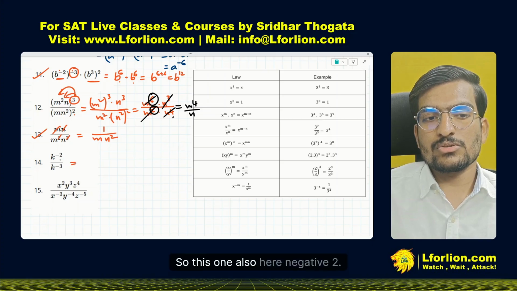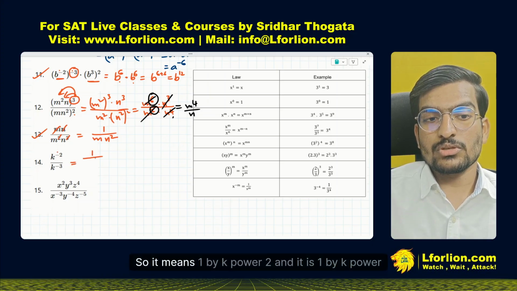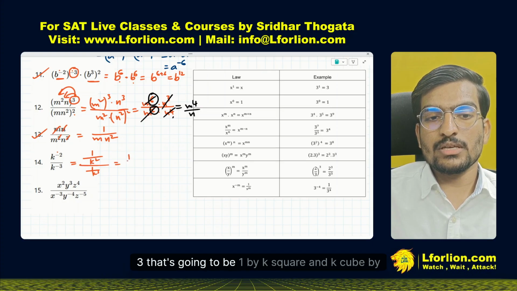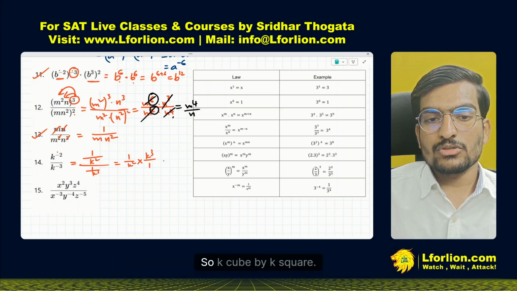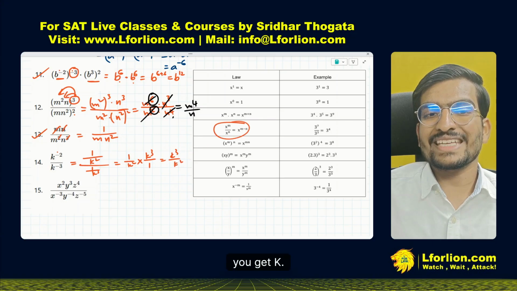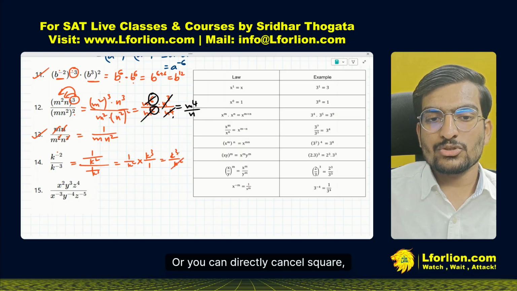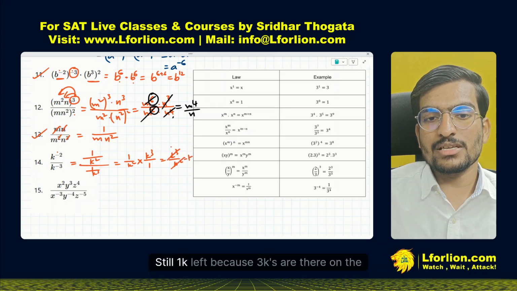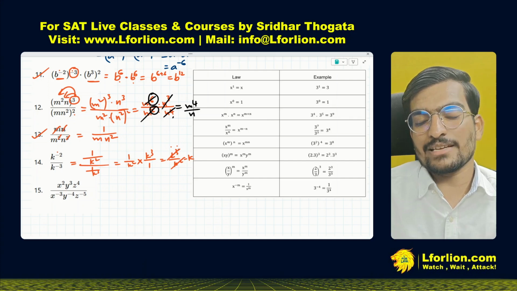So this one also, here negative 2, so it means 1 by k power 2, and it is 1 by k power 3, that's going to be 1 by k square and k cube by 1. So k cube by k square. If you apply this quotient rule, you get k, or you can directly cancel, square square cancel, in the numerator still 1k left because 3 k's are there on the numerator.